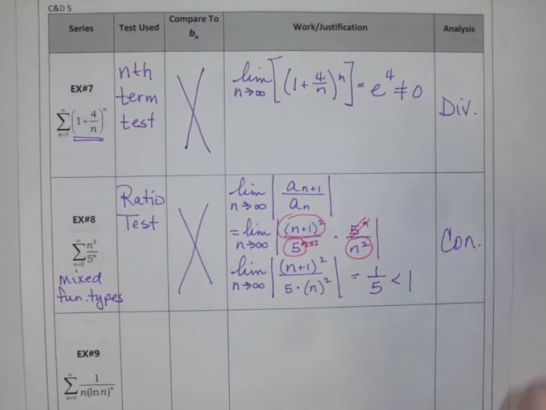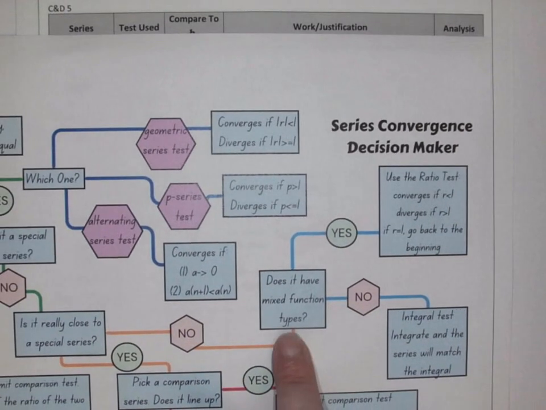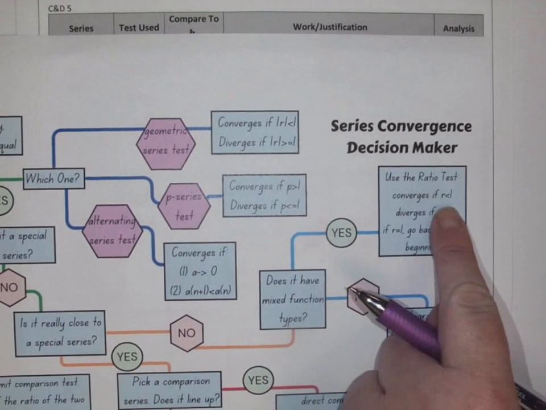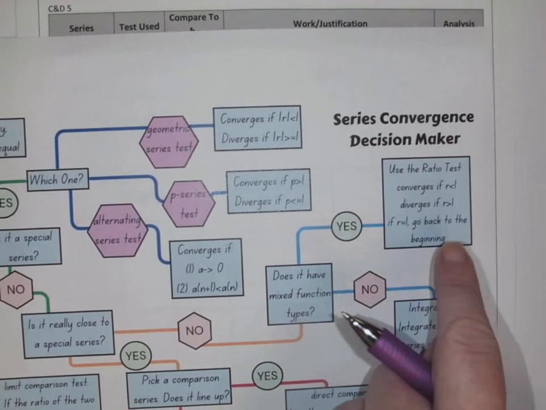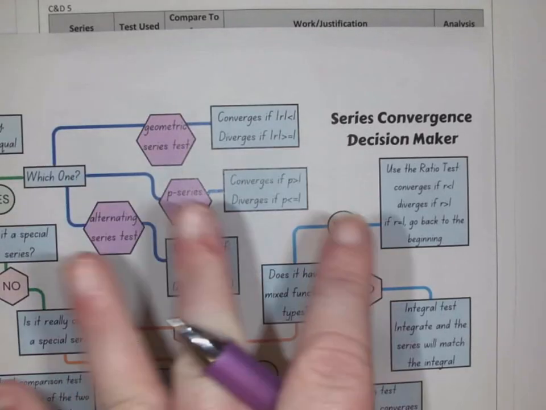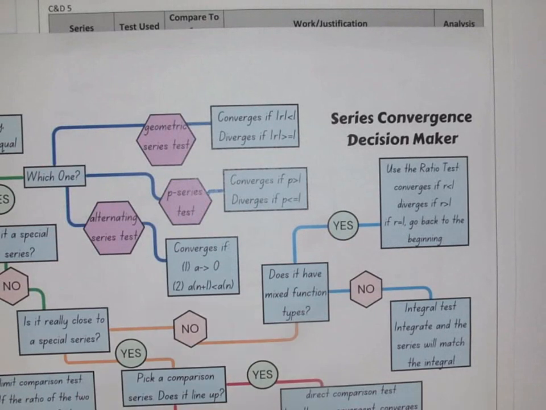Okay, remember, ratio test over here, does it have mixed function types? If it is less than 1, it converges. If it's greater than 1, it diverges. If it's equal to 1, we go back to the beginning because we missed something somewhere along the way. Okay.